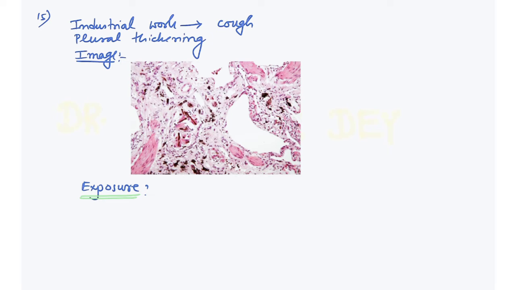So as you can see, this is nothing but an image of asbestos bodies, also popularly known as ferruginous bodies. So asbestos body or ferruginous body is commonly seen because of long-term exposure to asbestos. So the answer is asbestos here.